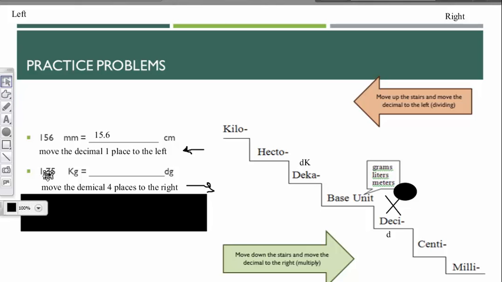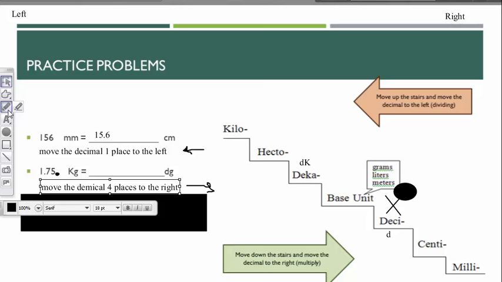Ready? 1 will be between the 7 and the 5. So that's 1. And 2 would be at the end of 5. So that's only 2. Now you might say, uh-oh, what happens if I run out of spaces? You got to fill with zeros. So I'm going to go 3, 4. You want to fill with zeros. So my new number is 17500.